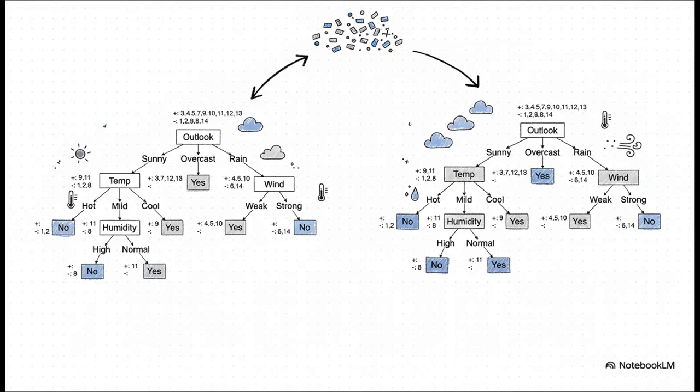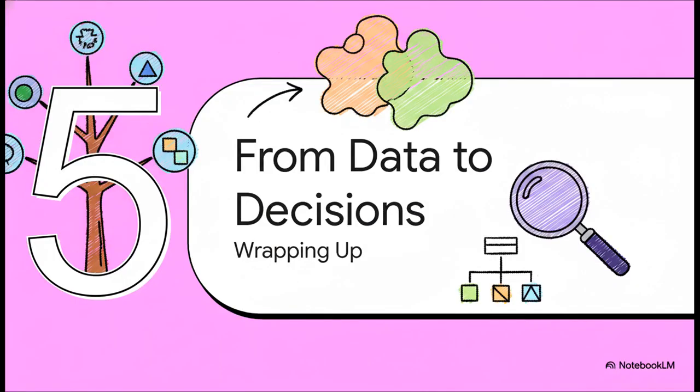But the sunny and rain branches are still mixed up. So what does the algorithm do? It just repeats the whole process on those smaller datasets. For the sunny group, it finds that humidity is the best question to ask next. For the rain group, it's wind. It just keeps doing this, splitting and resplitting until every single path leads to a totally pure leaf node. And just like that, it's done.